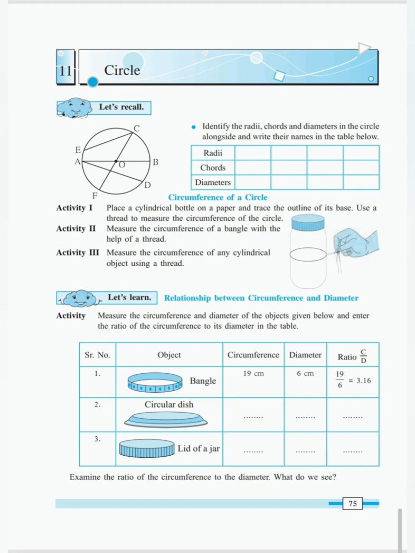You will consider the circular dish and the lid of a jar. You must have a circular dish and a lid of a jar in your homes. So you find out the circumference, find out the diameter, whatever it is, place the values and find out the ratio. Okay, let's turn to the next page, page number 76.